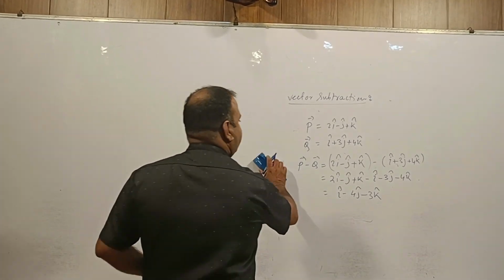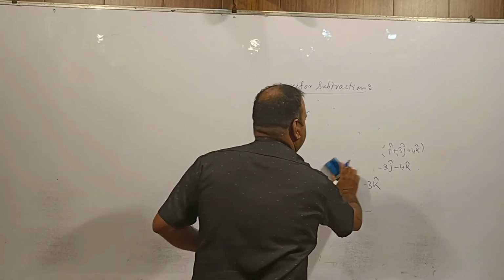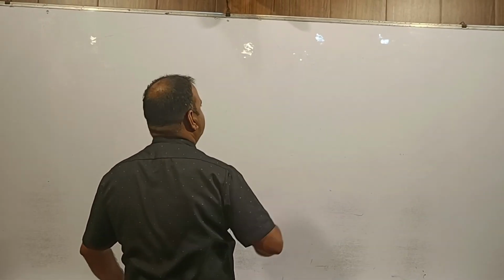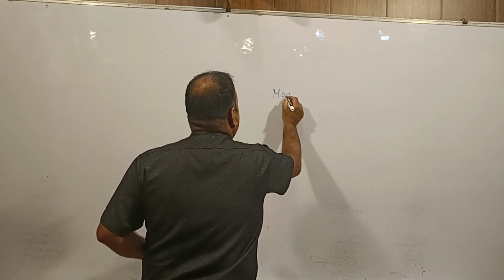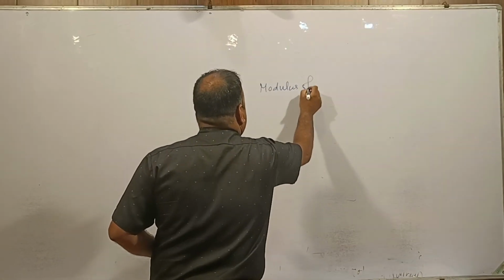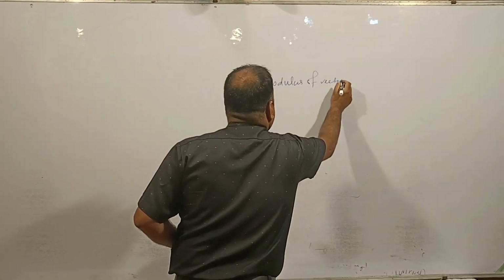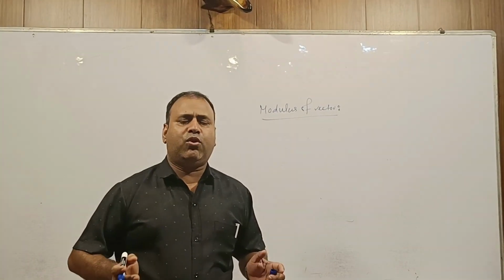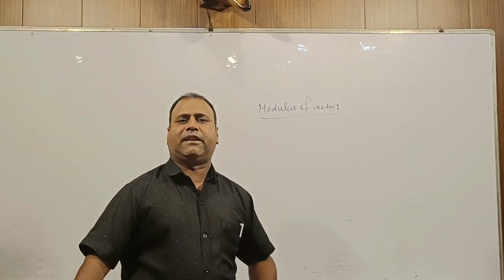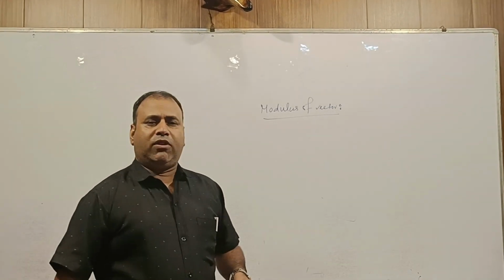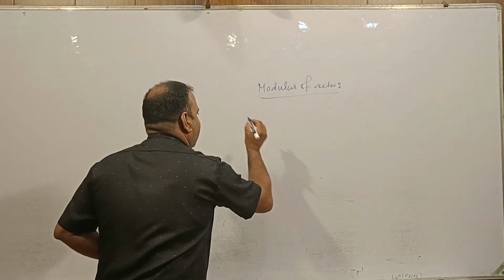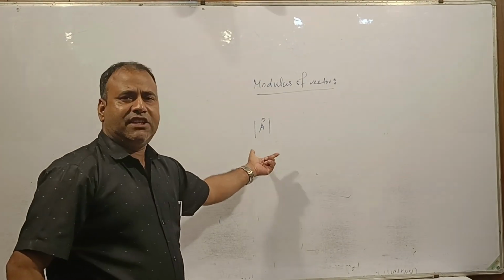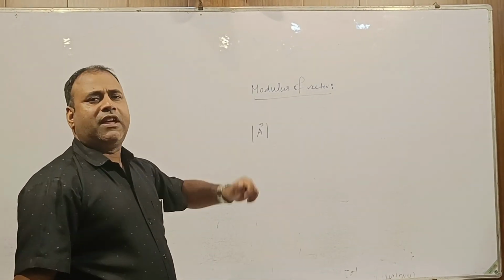Now I am going to discuss unit vector and modulus of a vector. First I am discussing modulus of a vector. So you write down, everyone, modulus of a vector. What is the meaning of modulus of a vector? You always remember modulus or magnitude is the same. Magnitude means, you remember, this is a kind of symbol, here suppose a vector, this is the magnitude or modulus of a vector.